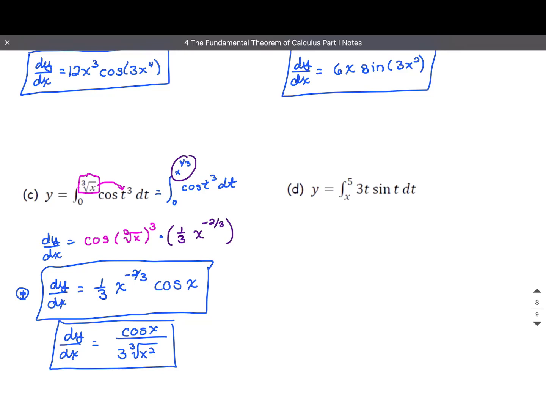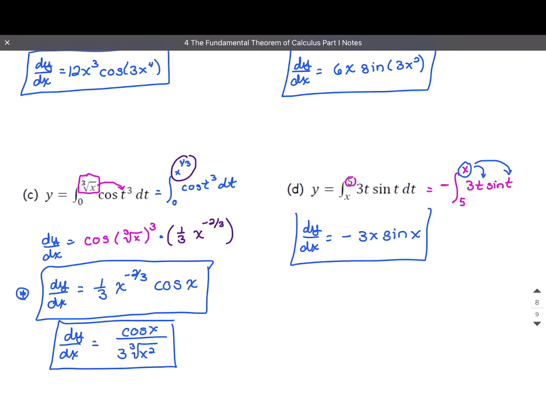All right? Now this one, what's wrong with this one? My constant is at the top, so we're going to negate it and reverse this, so it's the integral from 5 to x of 3t sine t. So now when I take my derivative of y, dy/dx equals, I keep my negative, and we substitute this x into the function, so it's 3x sine x times the derivative of that upper limit x, which is 1. So we're done.